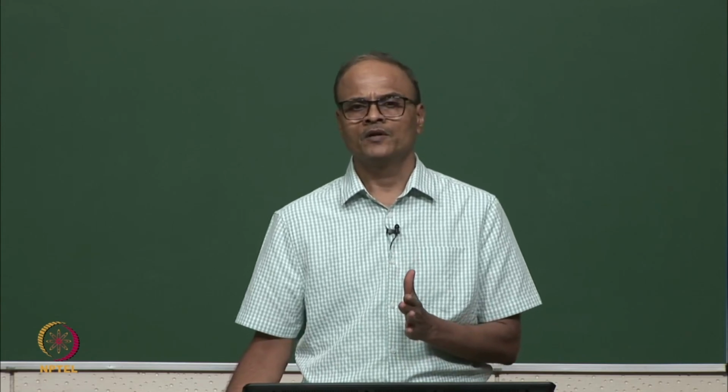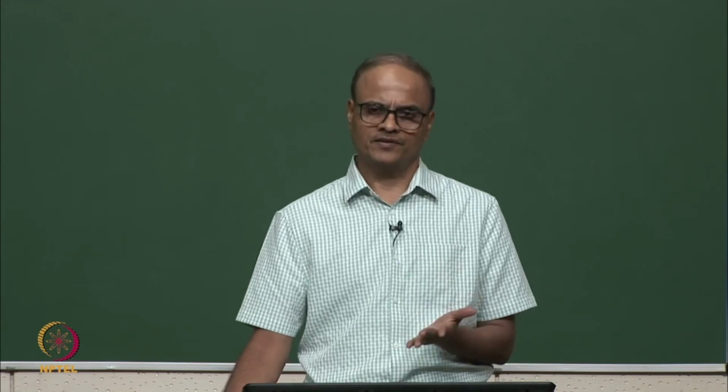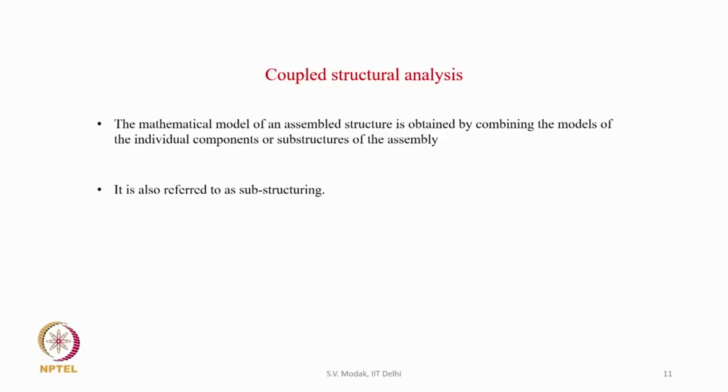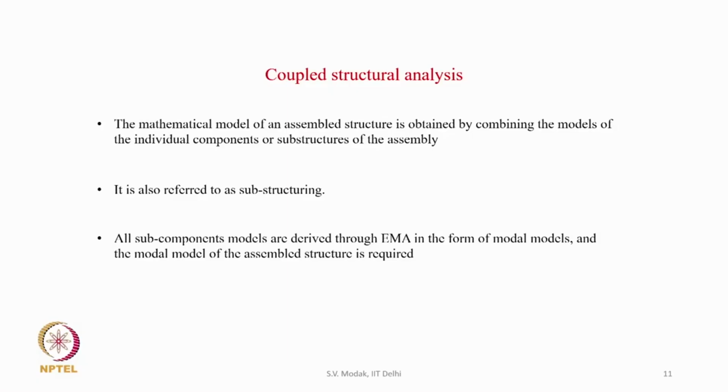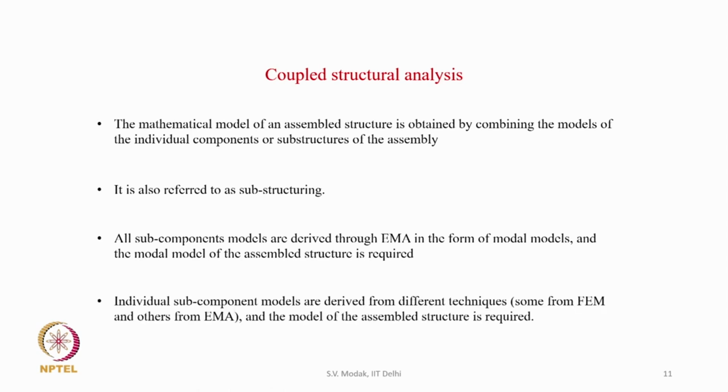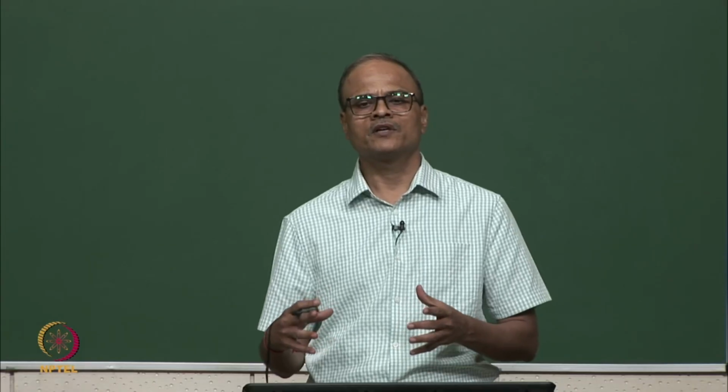The relevance is that if for some components the numerical models are not available, then they can be replaced by models obtained by modal test. This coupled structure analysis is also referred to as substructuring. One possibility is that all subcomponent models are derived by modal testing, and the models of the individual components are then combined to obtain the model of the complete structure. The second possibility is that the individual subcomponent models come from different techniques. For example, some may be built using the finite element method, and some may be obtained by modal testing, and these models are then combined to obtain the model of the assembled structure. So, this is basically a hybrid approach for coupled structure analysis.